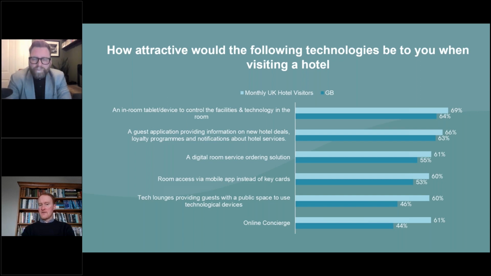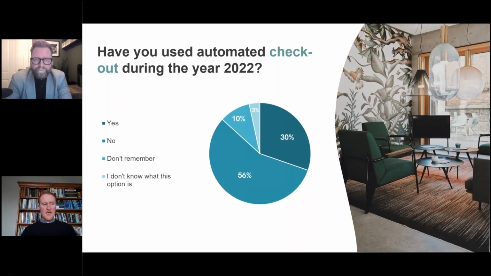So pretty much everyone would like the ability to have an in-room tablet device. But when you move lower down this chart to things like tech lounges and online concierges, it's those regular visitors that are looking for those. So pretty much all of those tech solutions, the consumer desire for them doesn't drop below 60%. And in relation to automated check-in and check-out, the research found that 46% of consumers would prefer to check in or out in an automated fashion.